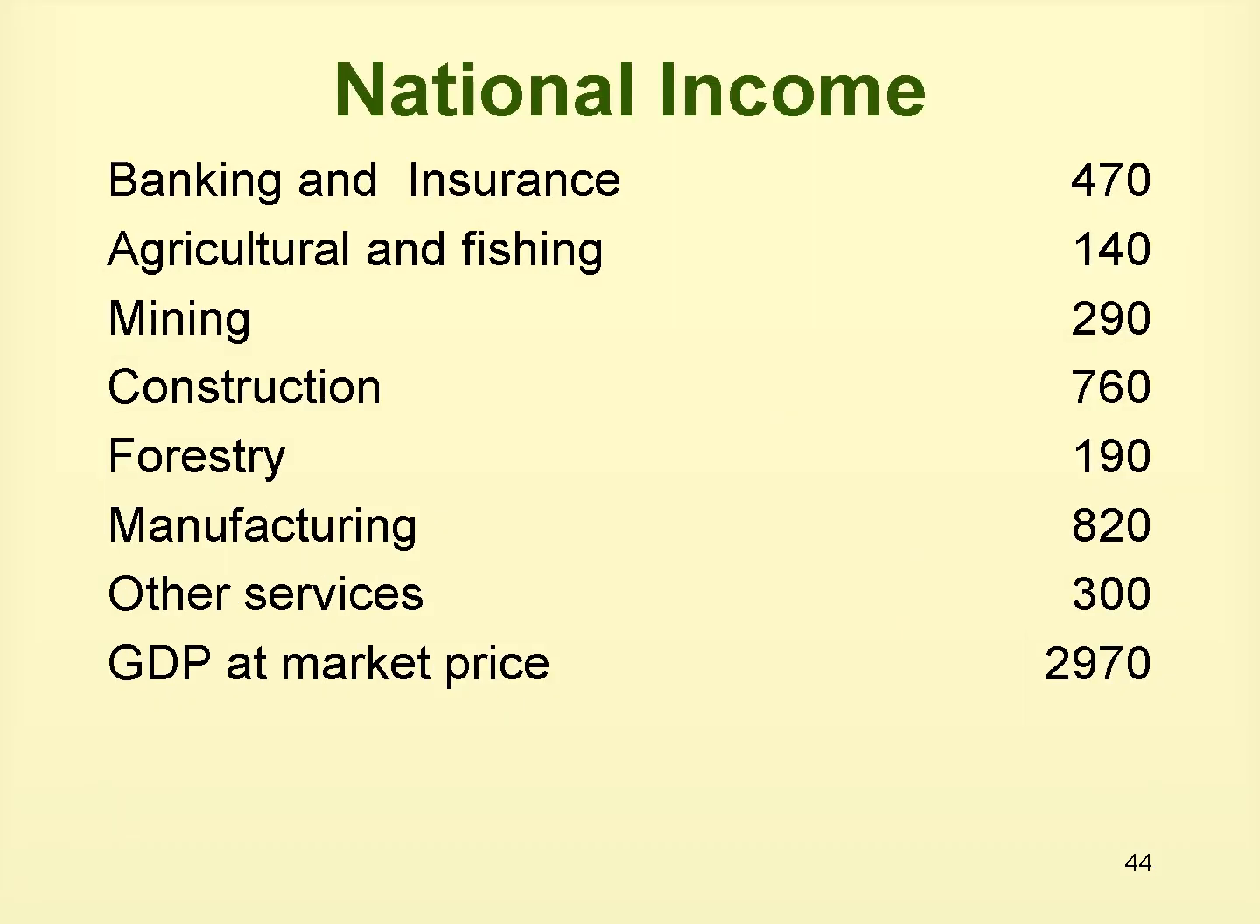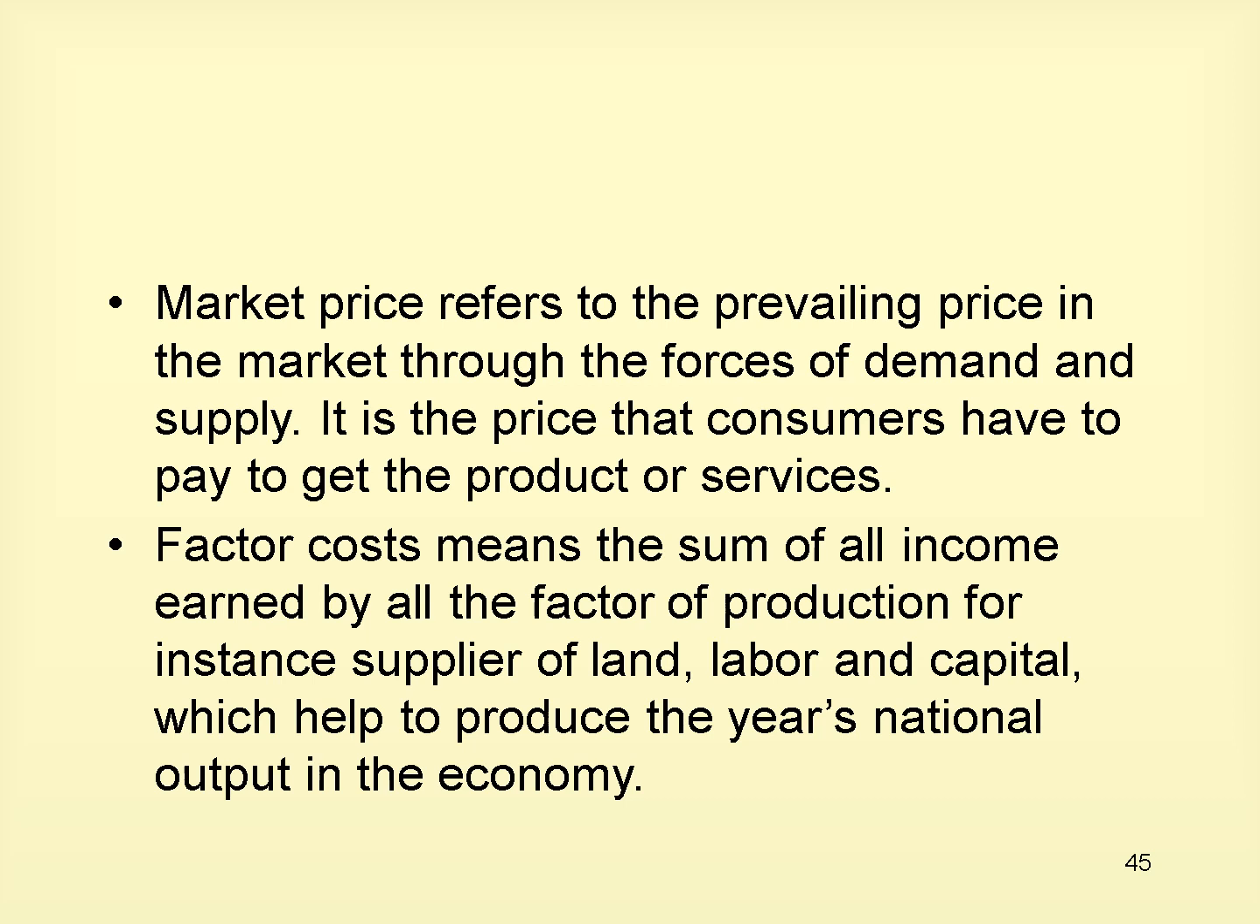This is an example. We have banking and insurance, agriculture and fishing, mining, construction, forestry, manufacturing, and other services. Okay, and then you calculate. You just add all the values produced by all the sectors, and then 2970 is GDP at market price. So you will know what a market price is and what a factor cost is.